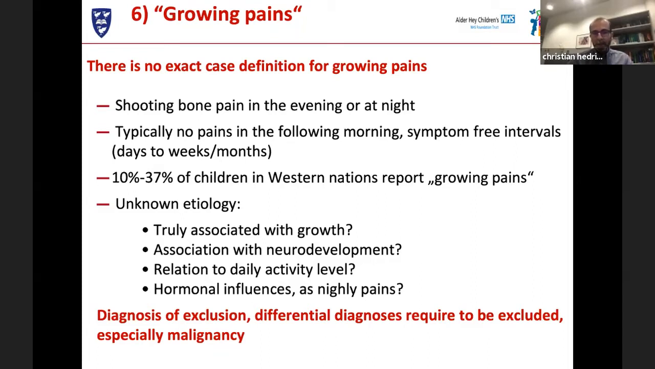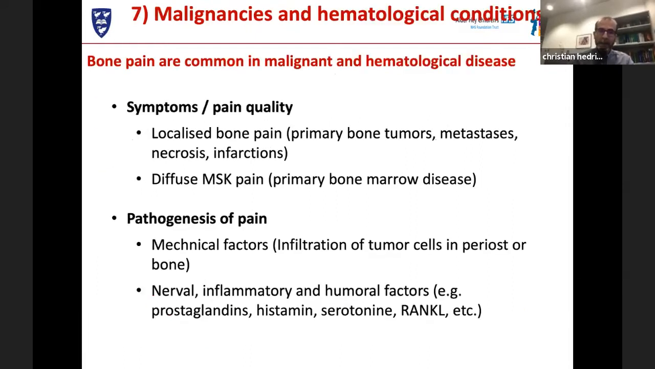There is a question whether there are associations with neurodevelopment, whether there are relations to daily activity levels, since the pain happens at night, and for the same reason hormonal influences have been discussed as well, but there is no evidence for them. Overall, especially since there is no exact case definition, it is a diagnosis of exclusion, and differential diagnoses required to be excluded, especially malignancies, which brings me to the next group, malignancies and hematological conditions.